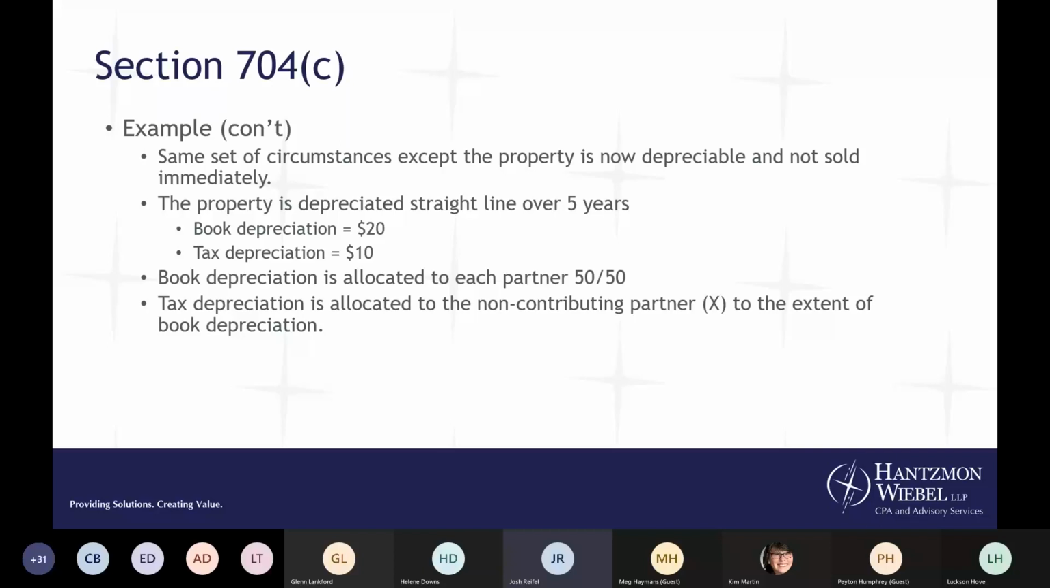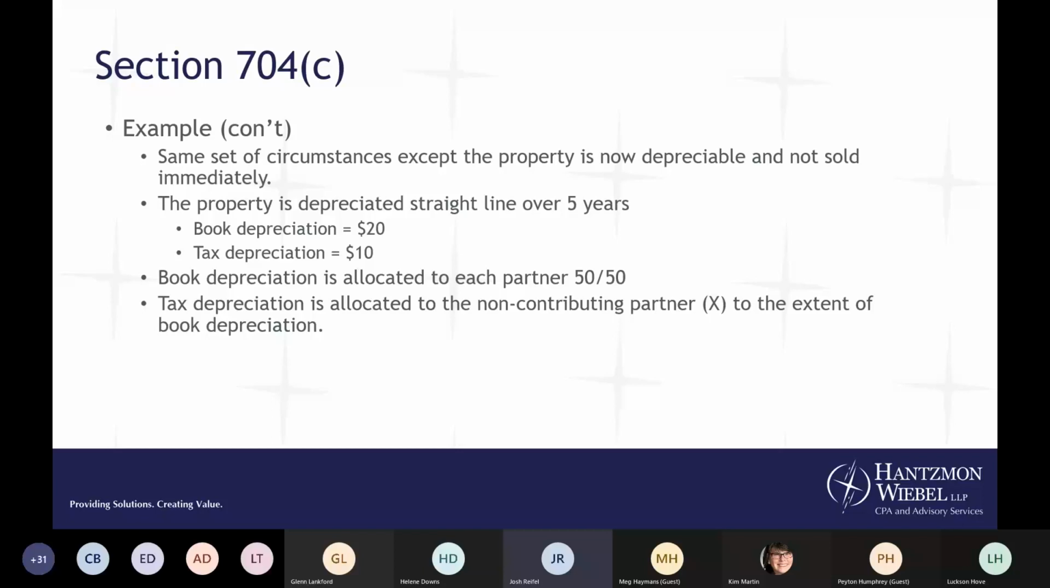Now the tax depreciation, on the other hand, is going to be allocated to the non-contributing partner, which in this case was partner X, to the extent of book depreciation. So what this will have an effect of doing is, at the end of the year, Y, who contributed the land, will still have their $50 tax basis, the basis of the property they contributed. They'll have the $90 book basis. X, the partner who contributed cash, now has their $90 book basis, and their tax basis will now be reduced down to $90.